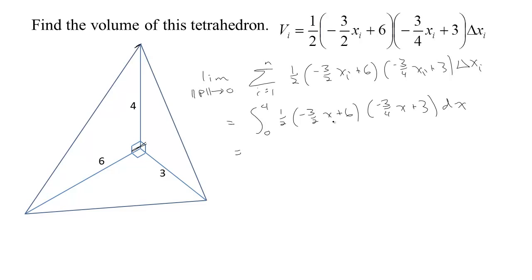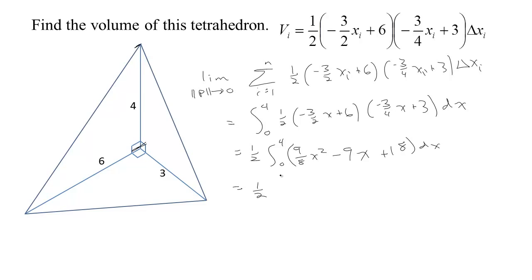Now, in order to integrate this, probably the easiest thing to do would be to multiply all this out. I'm going to pull out my constant 1/2 just so I can get it cleared out of the way at first. Then if I multiply these together, negative 3/2 times negative 3/4 is positive 9/8 x squared. Then we have negative 3/2 x times 3 would be negative 9/2 x. And then we have another negative 9/2 x would make negative 9x. And then we have 6 times 3, which is 18 dx.